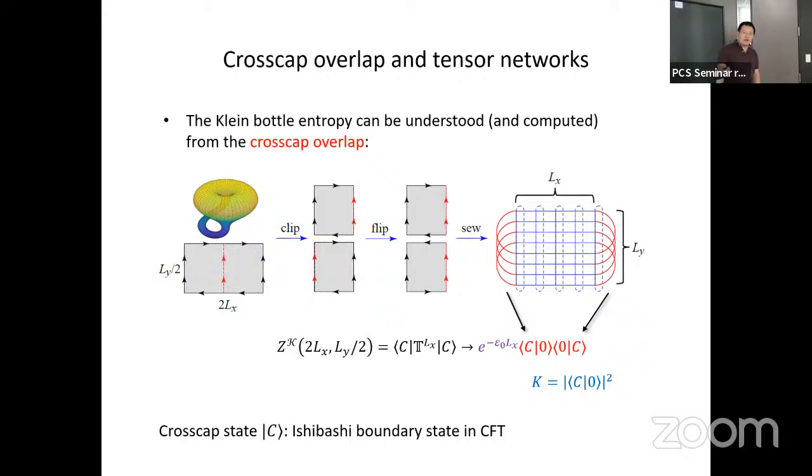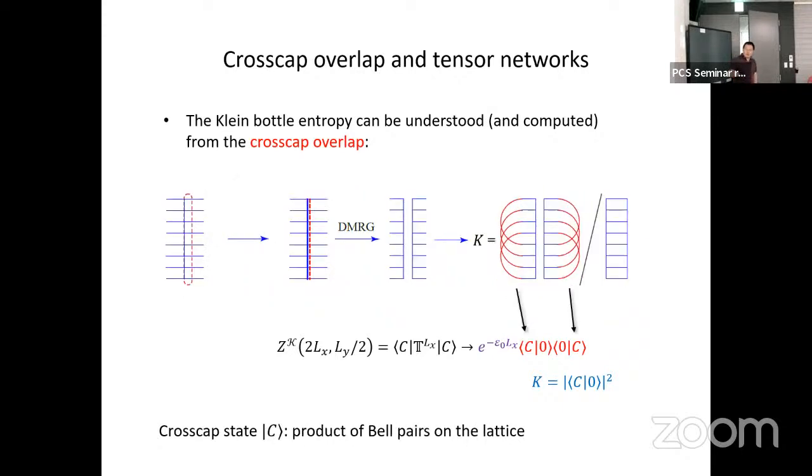And in the limit Lx goes to infinity, again, you just pick up the leading eigenvector of this transfer matrix. And then, of course, the eigenvalue part still factorizes out. And then only the leading eigenvector of the transfer matrix survives. And you just have to calculate the overlap of the leading eigenvector and this cross-cap boundary state, which is called C. And then you see that this piece is nothing but the universal entropy, which comes from this division of ZK and ZT.